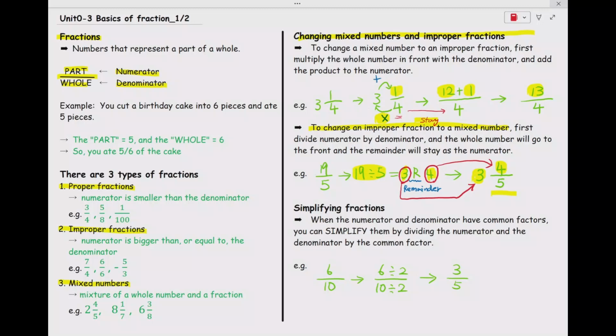Now, we have looked at how to change fractions from one type to another. Let's move on to other fraction basics. Coming up next is how to simplify fractions.